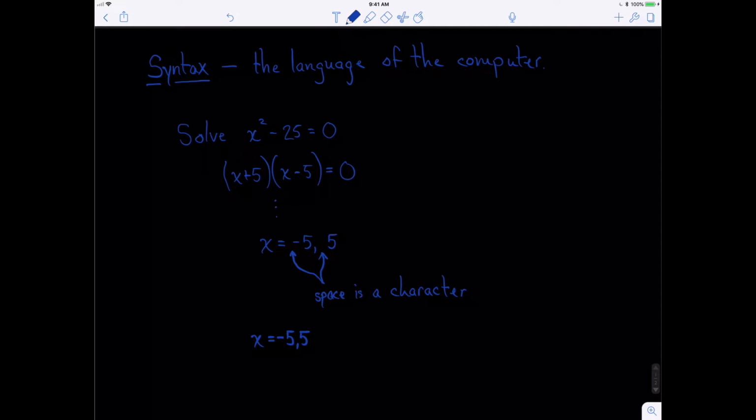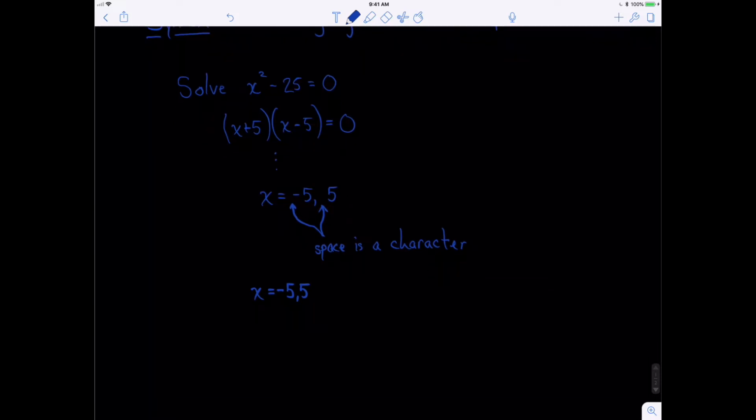And actually, for our system it's even simpler. You don't need this x equals part. So on your syntax quiz, if the answers are negative 5 and 5, you would really just type negative 5, comma, 5. No spaces anywhere, like that. Now, let's try another one.